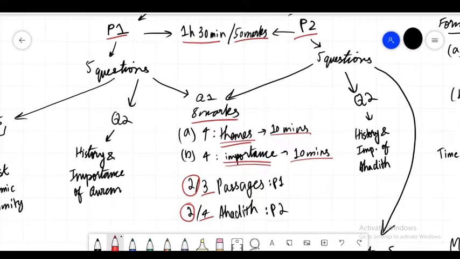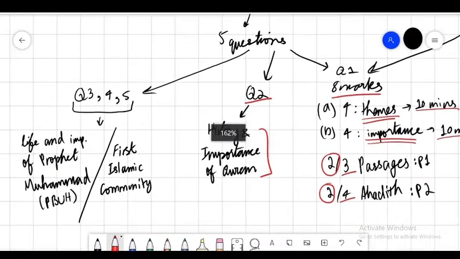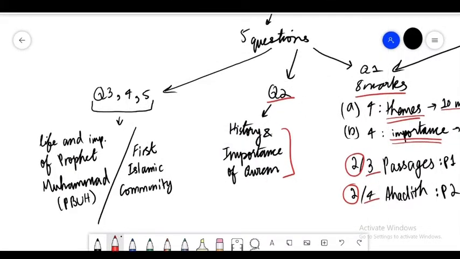Now talking about the syllabus. In paper 1, question 2 comes from the history and importance of Quran, and the rest of the 3 questions can either be from the life and importance of the Prophet, peace be upon him, or from the first Islamic community. This topic bothers a lot of candidates because it contains a lot of dates and names. It's about the lives of the people who were close to the Prophet, peace be upon him, so it's quite confusing. People usually prepare for one topic, but it's better to prepare for both, because you never know what's going to come.